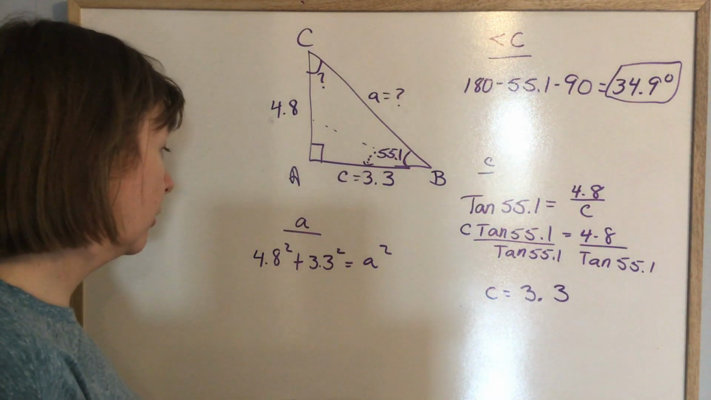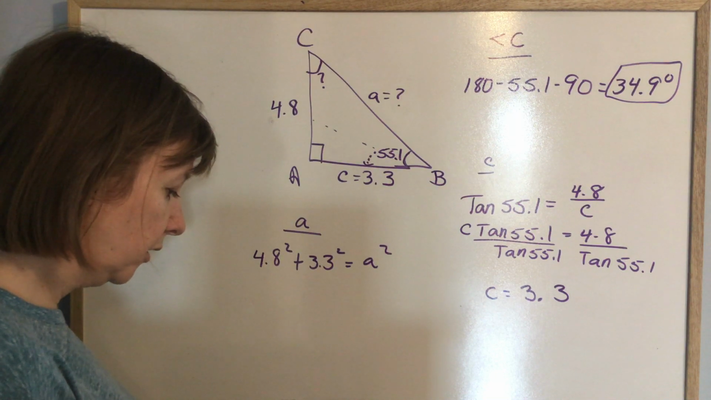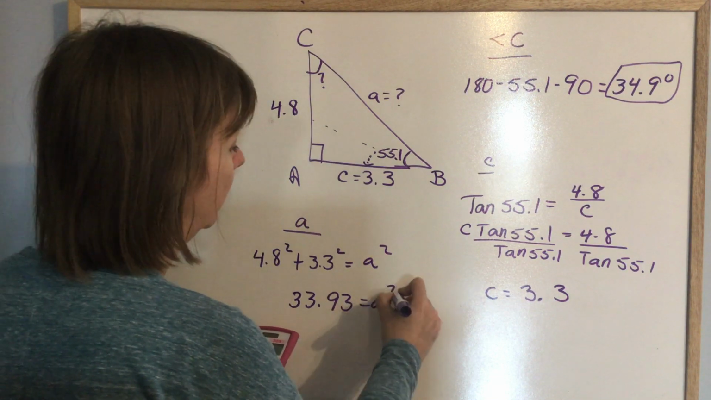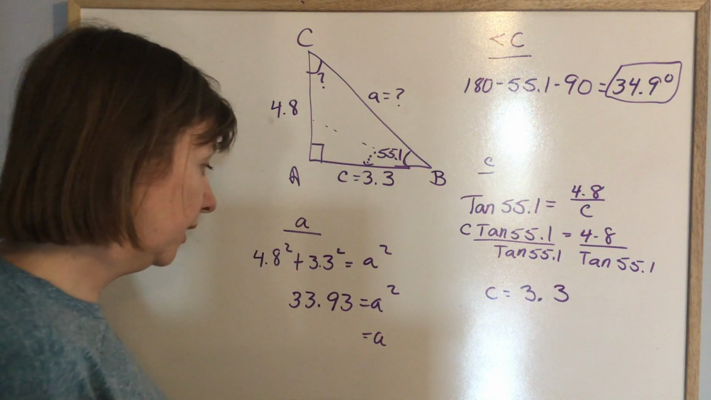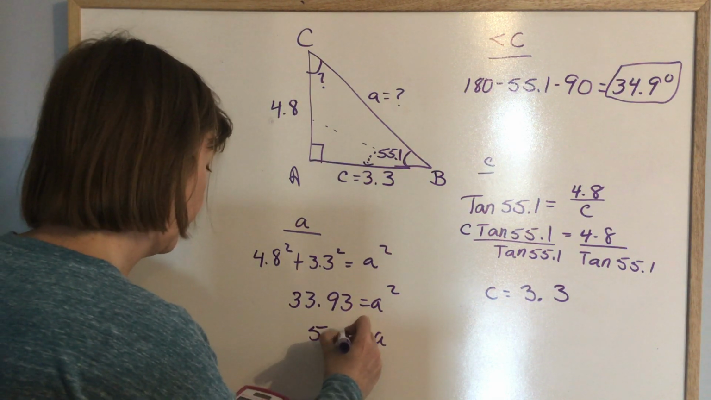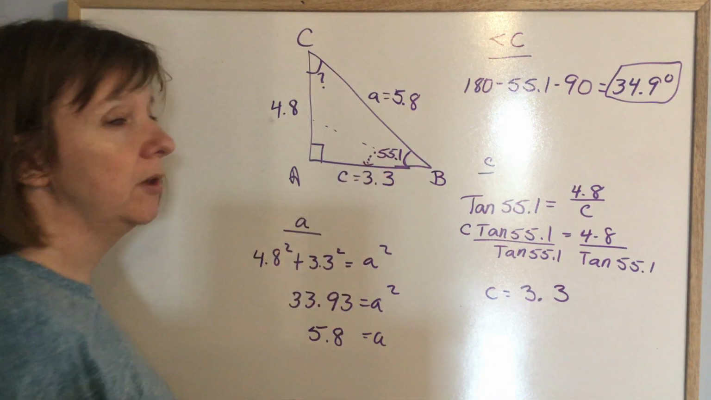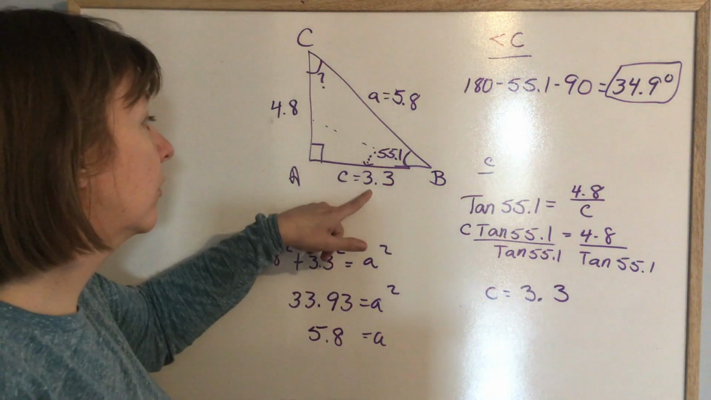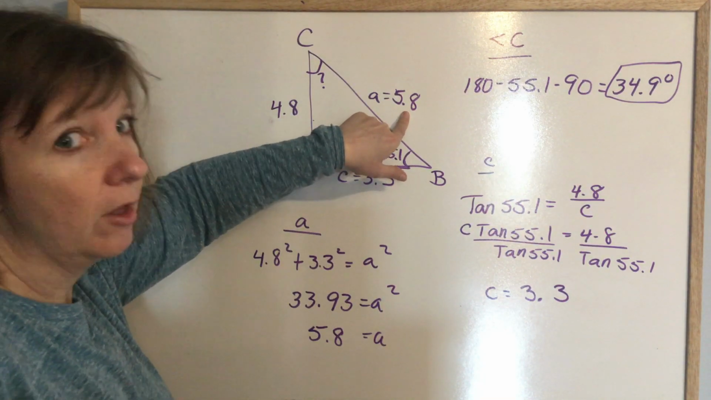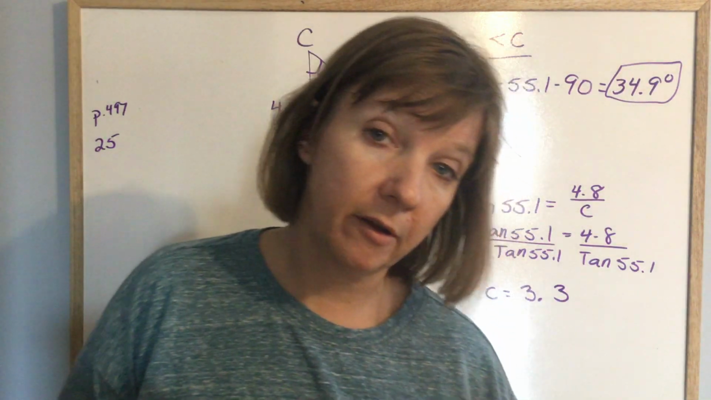And so 4.8 squared plus 3.3 squared I get is 33.93. That is my A squared. And so A is the square root of that. So I'm going to square root my answer, and I get 5.8. Again, if I'm doing my hypotenuse, it should be the longest side. If I got that this was 3.3 and this was 4.8 and I got that this was 1.7, I would know that's wrong because that's a hypotenuse. It should be the longest side, okay?